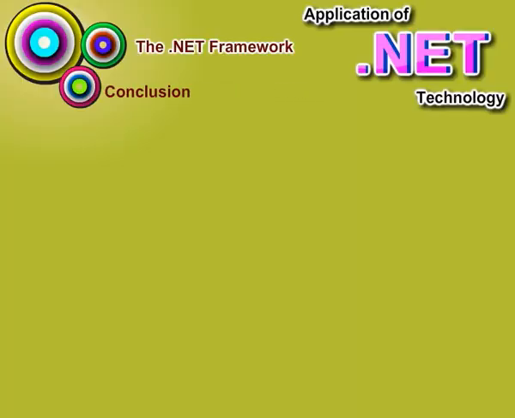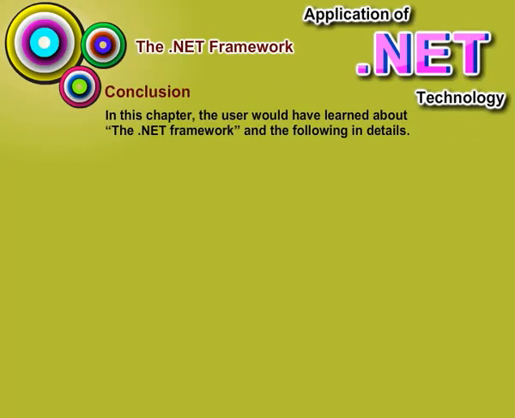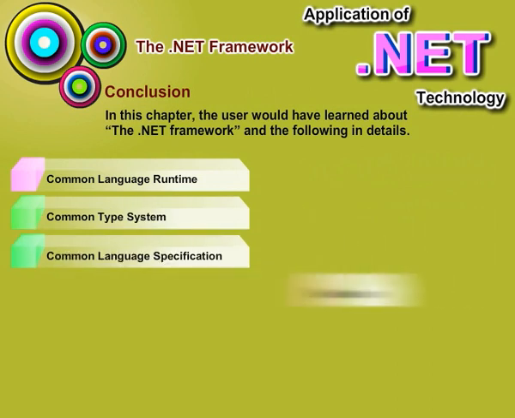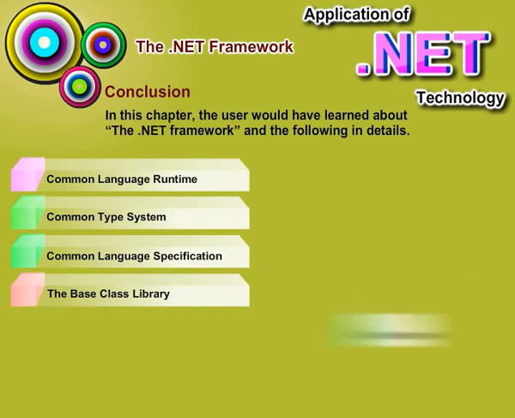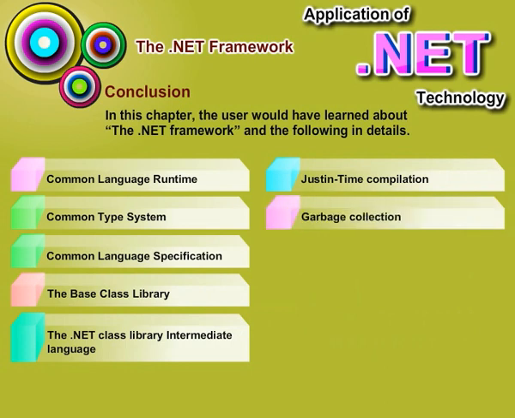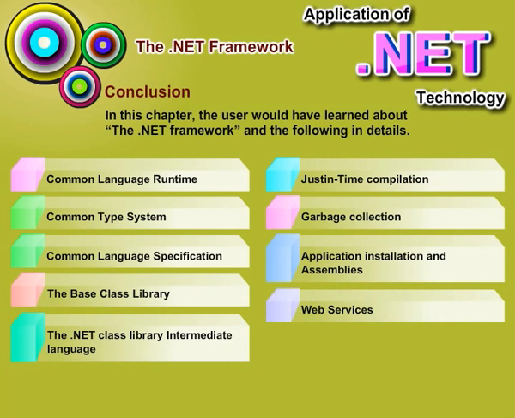Conclusion. In this chapter, the user would have learned about the .NET framework and the following in detail: common language runtime, common type system, common language specification, the base class library, the .NET class library, intermediate language, just-in-time compilation, garbage collection, application installation and assemblies, web services, unified classes.